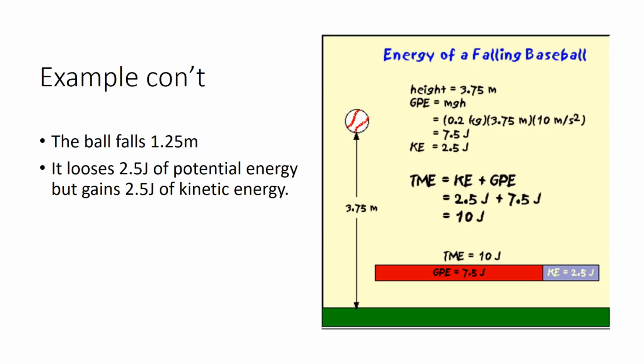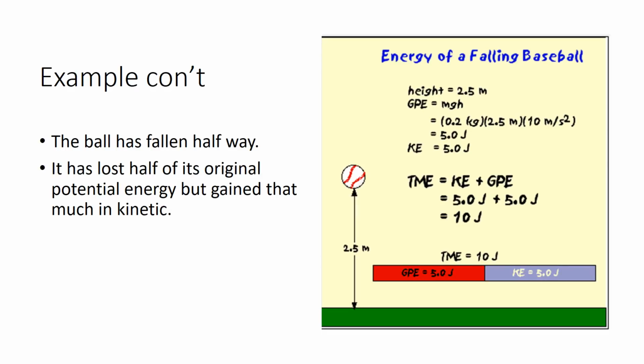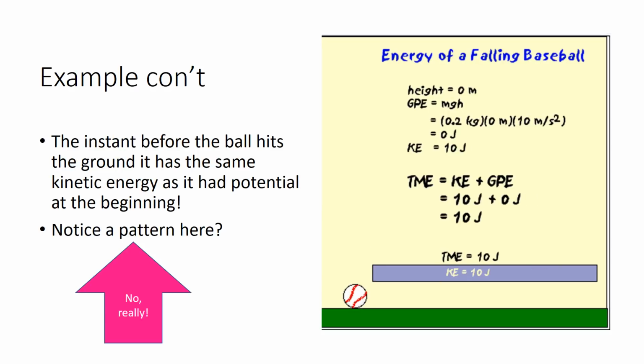Okay, here the ball falls 1.25 meters. And so you plug everything in, you have 7.5 joules of potential energy, but your kinetic energy is raised to 2.5. And of course, 7.5 plus 2.5 is going to be 10. And in this next slide, the ball has fallen halfway, so it's lost half of its potential energy, but gained that much kinetic energy. Here we have 5 joules plus 5 joules equals 10 joules. And then the instant before the ball hits the ground, it has the same kinetic energy as it had potential energy in the beginning. Okay, notice the pattern?